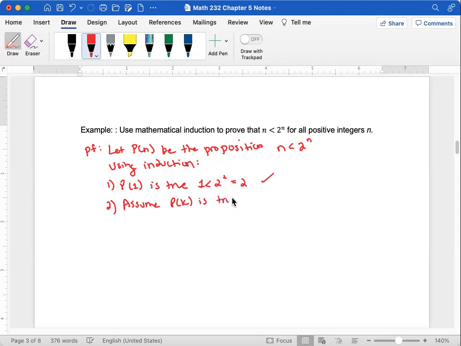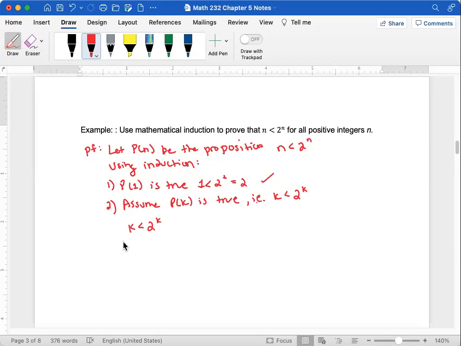Okay. So now I'm going to assume P of k is true, which means I am assuming that k is less than 2 to the k. Cool. All right. So now I'm going to show that it works for k plus 1. Okay, to do that, I'm going to start with my assumption. I need to kind of start here because I need to build an inequality.